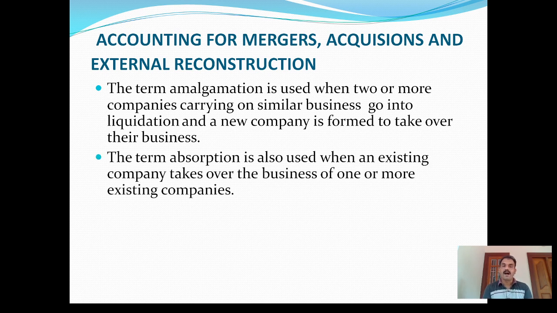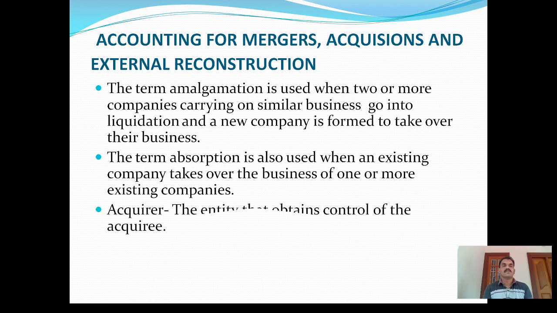Second one is absorption. Here there are two companies, A Limited and B Limited. These are two existing companies and one company, A Limited, takes over the business of B Limited. Here one existing company takes over the business of another existing company. So one company is liquidated here and another company takes over the business of the liquidating company.